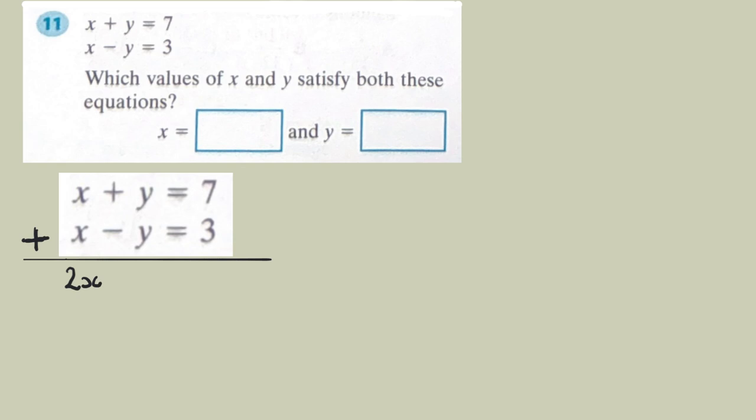Plus y, take away y, will be eliminated. And 7 plus 3 will give me 10. Now I want to solve for x. So the next step is to divide by 2, both sides. The 2's cancel out, and 10 on 2 is 5, so my answer will be x is equal to 5.